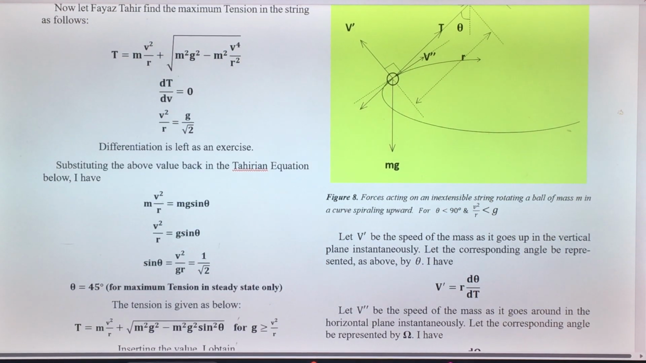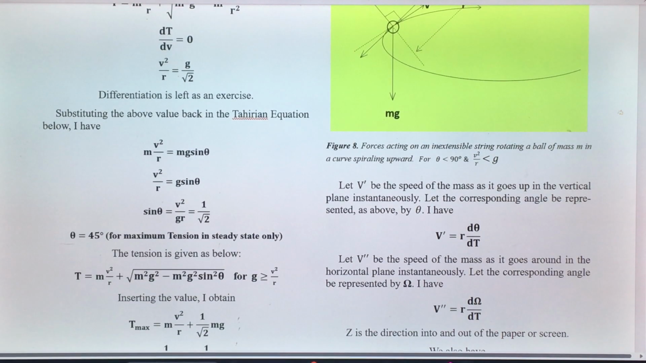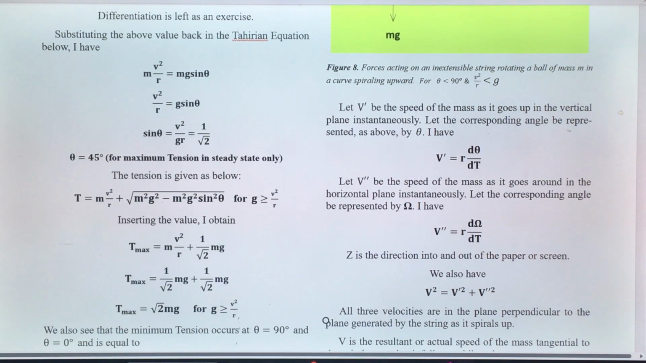Forces acting on an extensible string rotating a ball of mass m in a curve spiraling upward, with 0 < theta < 90 degrees and v square over r less than g. Let v prime be the speed of the mass as it goes up in the vertical plane instantaneously. Let the corresponding angle be represented as above by theta. I have v prime is equal to r d theta over dt.